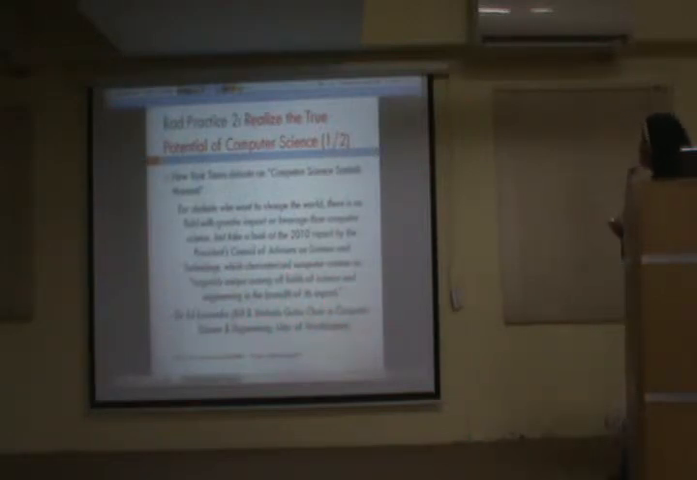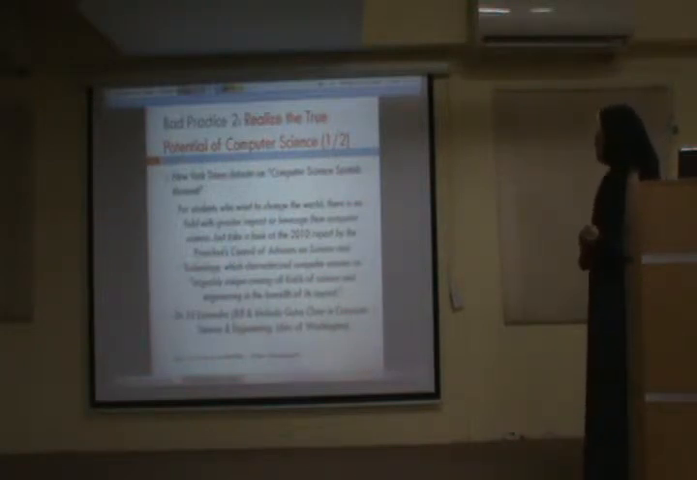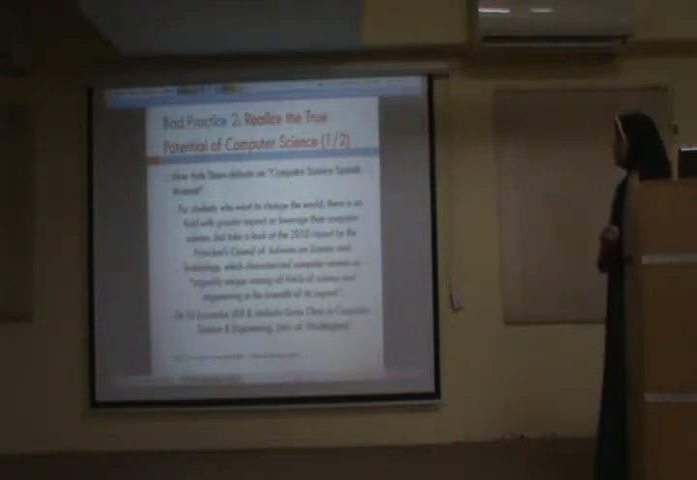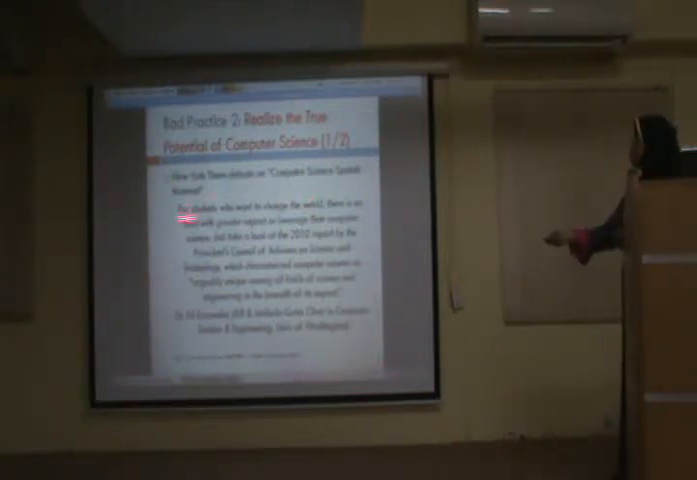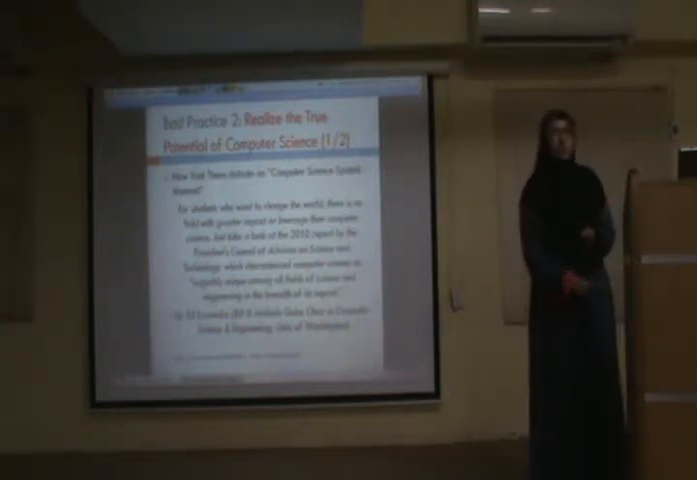Ed Lazowska, who's the Bill and Melinda Gates Chair in Computer Science and Engineering at the University of Washington. He says, for students who want to change the world, there is no field with greater impact or leverage than computer science. Just take a look at the 2010 report by the President's Council of Advisors on Science and Technology, which characterized computer science as arguably unique among all fields of science and engineering in the breadth of its impact. For students who want to change the world. How many of our students enter computer science with this perspective in mind?